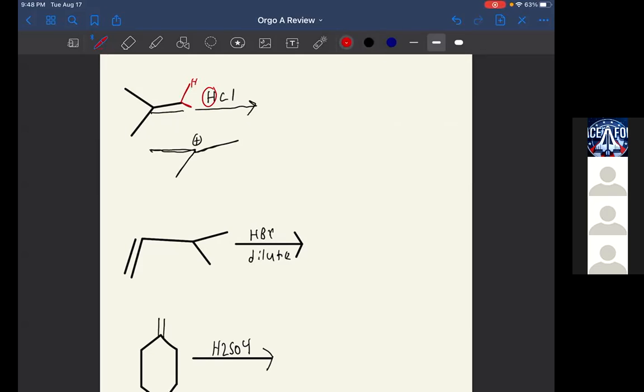Since there's technically more hydrogens present over here, this hydrogen is going to form over here instead of over here. That's Markovnikov's rule. So the carbocation then would be formed here. You can also think of it that way, though I never thought of it that way. I never really utilized Markovnikov's thinking. That's the real reason why.